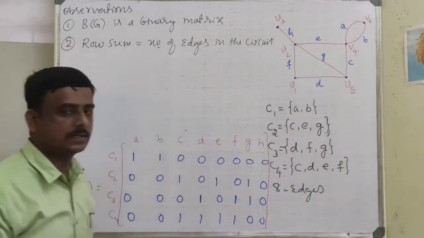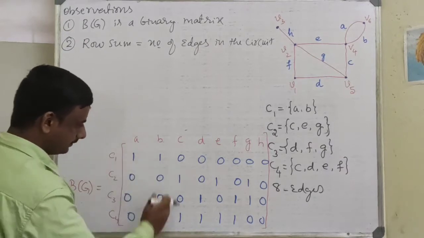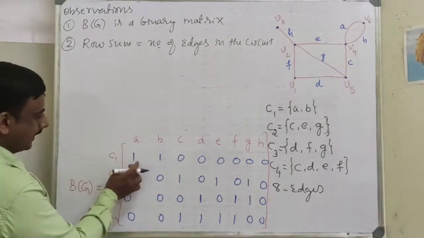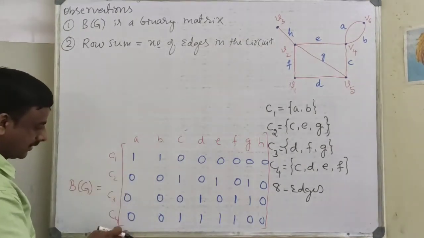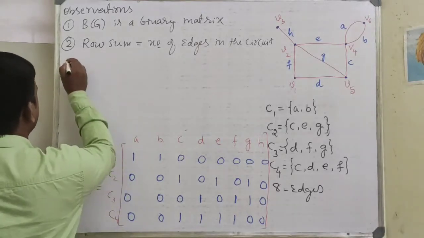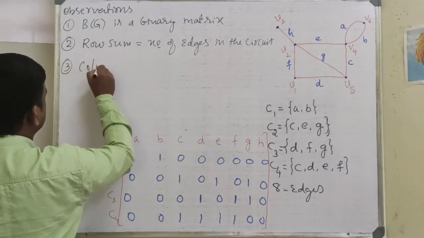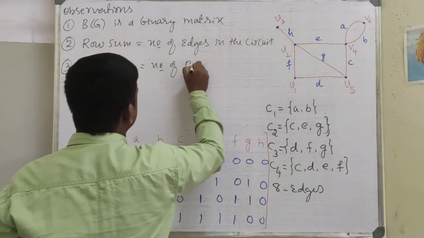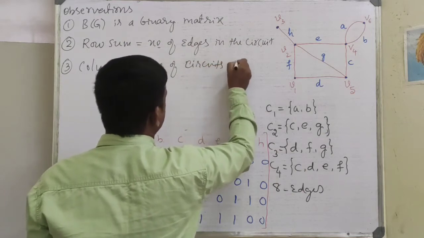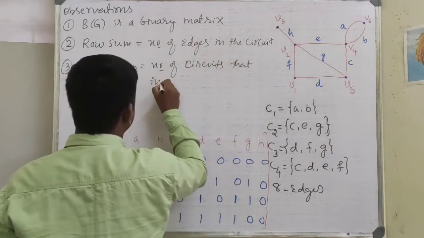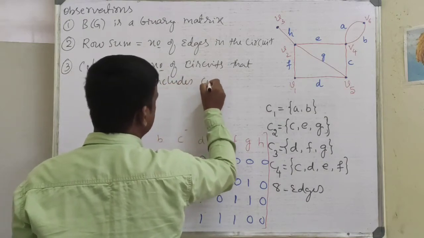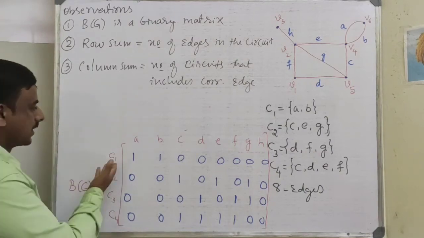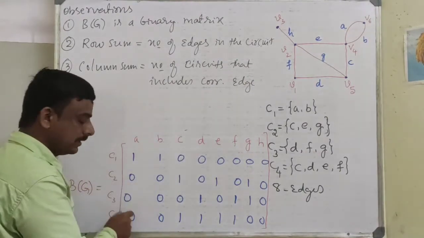How many edges are there in that circuit? Now if you take column sum 1, 2, so this gives, see, A is in C1 only, it is not in C2 or C3 or C4. So actually your column sum gives you the number of circuits that includes the corresponding edge. So in how many circuits that edge is included, that will be given by that column sum.